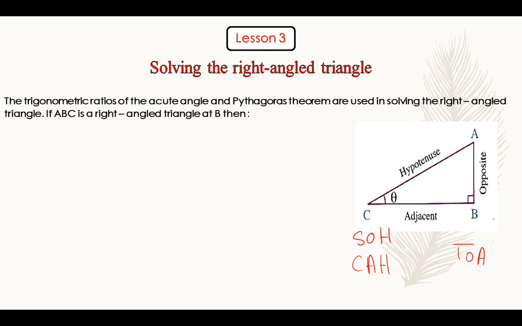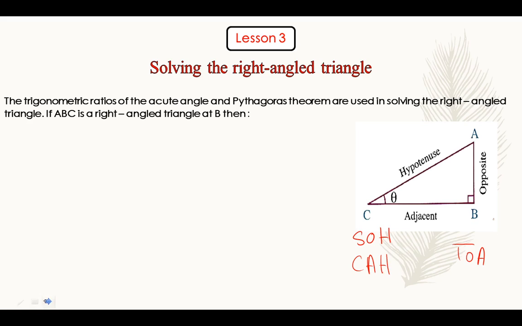This is the rules we are going to use in this lesson. Sine theta equals opposite over hypotenuse. Cosine theta equals adjacent over hypotenuse. Tan theta equals opposite over adjacent. Okay? So remember these rules.